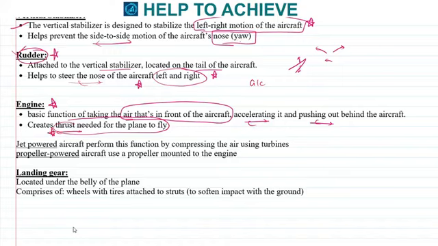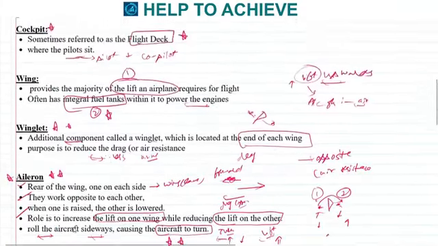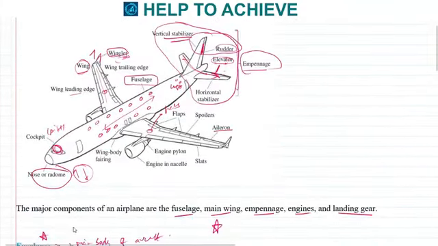So that is how the engine works. Its major function is to provide the thrust to the aircraft so that the aircraft can move and fly. How it does this is it sucks in the air which is in the front of the engine. If you see from the diagram, this is the engine. This entire thing is the engine.